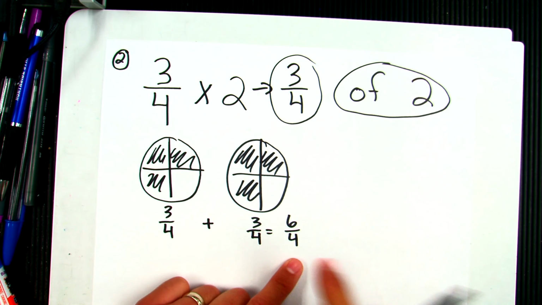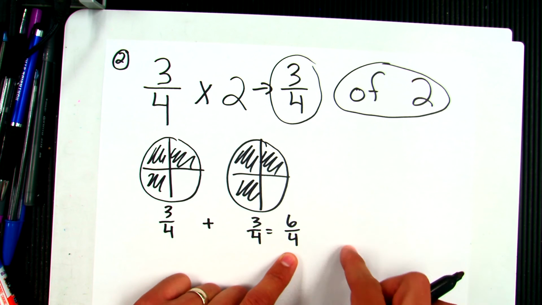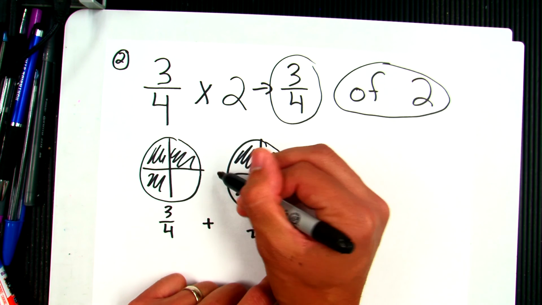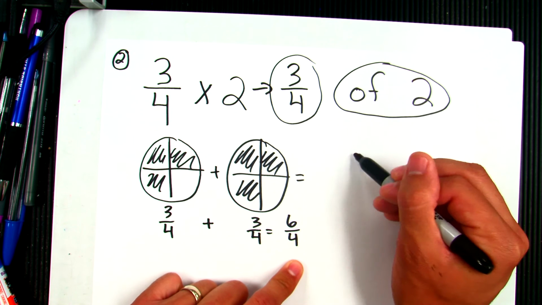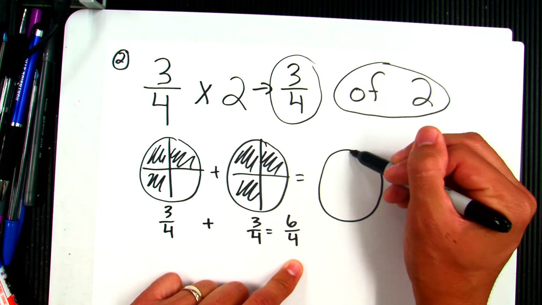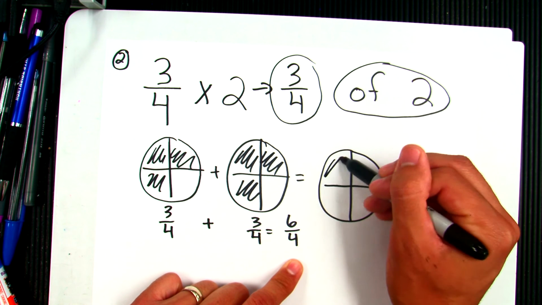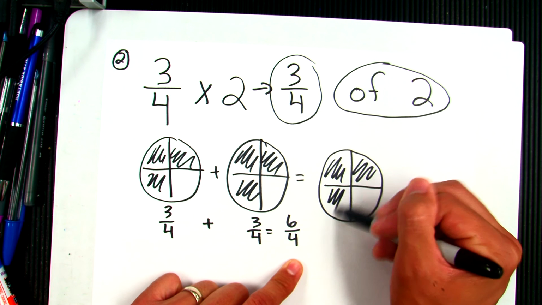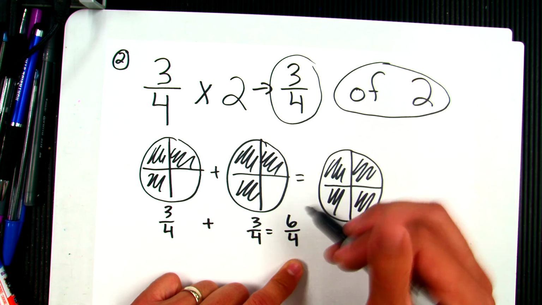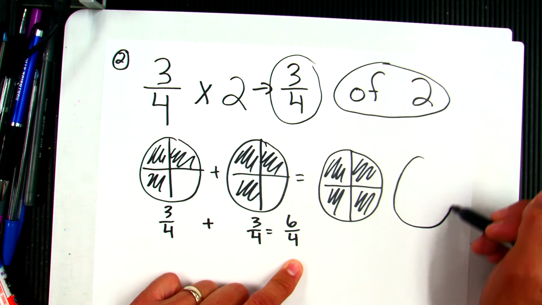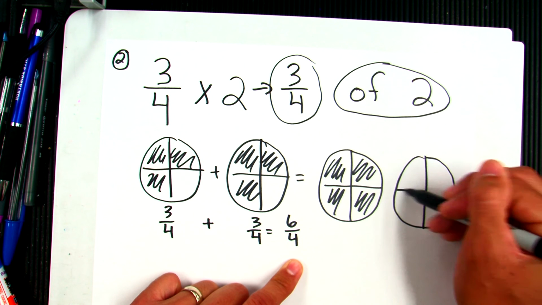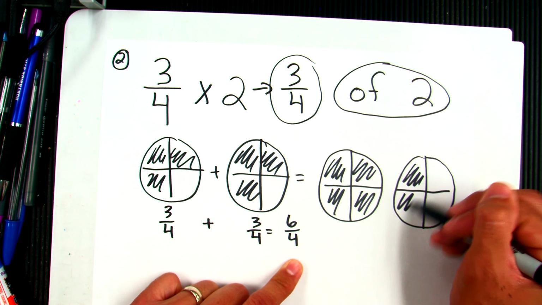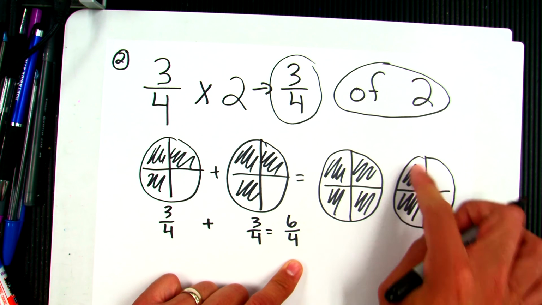Okay? So again, if we're struggling with going from improper to mixed numbers, you can come over here and figure out, okay, what does 6/4 look like? Well, I have 1, 2, 3, 4. Well, I need space for 2 more. So I'm going to have to draw another one. 1, 2. So I have 1, 2, 3, 4, 5, 6.